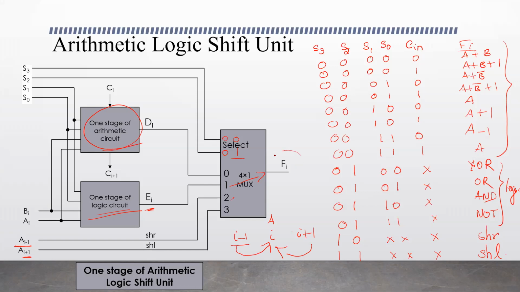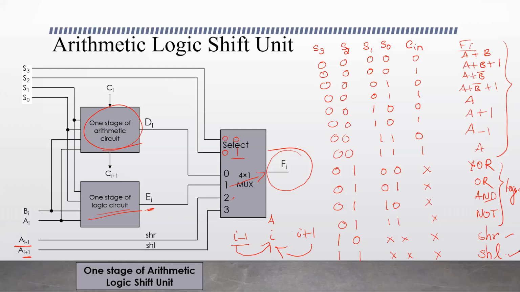So finally, the output Fi of the circuit would be one of these arithmetic operations if S3 and S2, the selection inputs to this multiplexer, are 0 and 0. It is one of these logic operations if the selection inputs S3 and S2 are 0 and 1. It is the output of the shift right if the selection inputs S3 and S2 are 1 and 0, and shift left if S3 and S2 are 1 and 1.